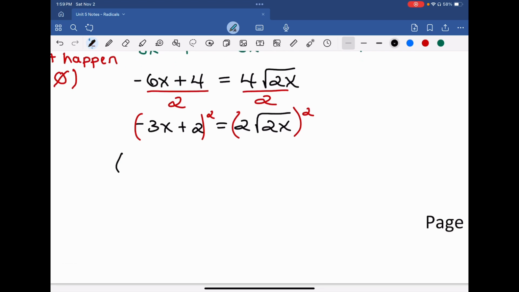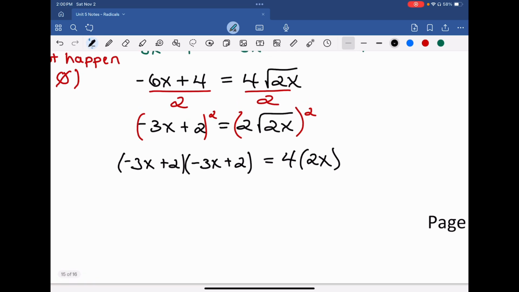Again, if you have a binomial squared, you need to rewrite it twice. Negative 3x plus 2, negative 3x plus 2 is equal to 4 times the radicand, which is just going to be 2x because we can get rid of our radical. Now when I expand this, it's going to give me positive 9x squared minus 6x minus 6x plus 4 is equal to 8x.